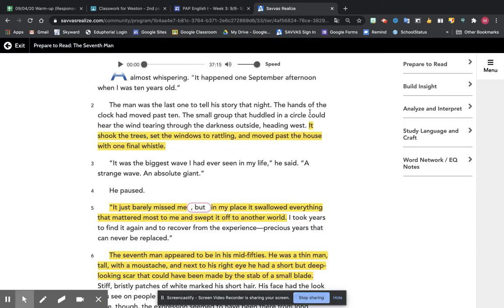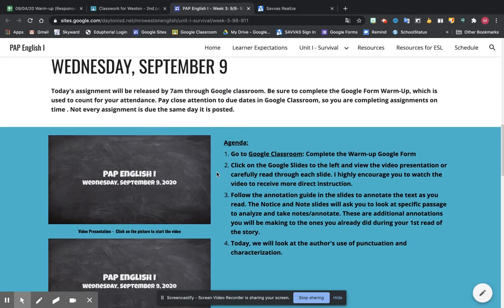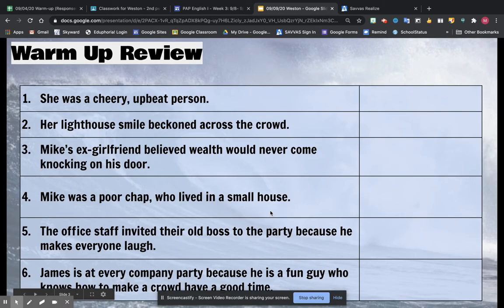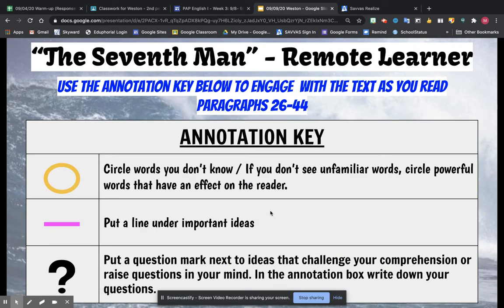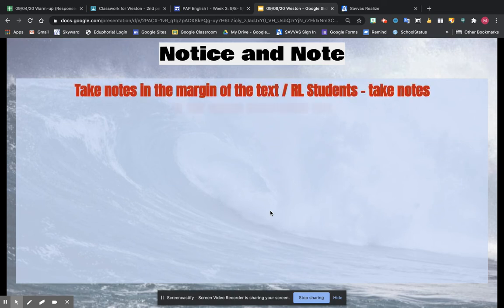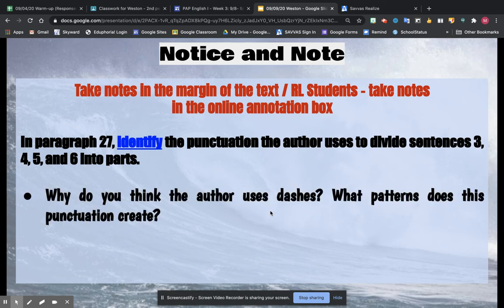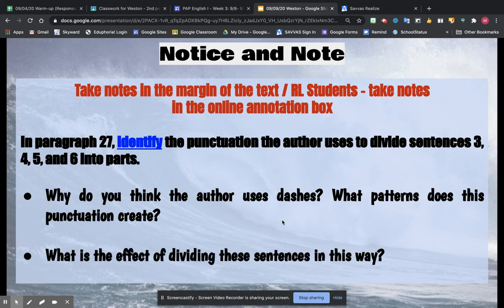And for today, for your additional annotations, let's go back to today's slides. We were focusing on paragraph 26 through 44, and a notice and note. Wherever you see notice and note, this is where you're going to take some additional notes in your textbook. You're asked to identify the punctuation being used, and then I would expect in the annotation box for you to answer these questions. Why do you think the author uses the dashes? What pattern does it create? And what is the effect of dividing the sentences in this way?